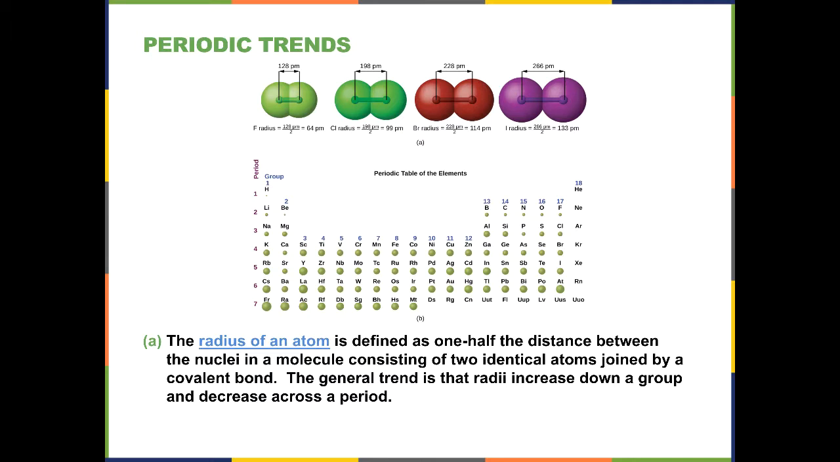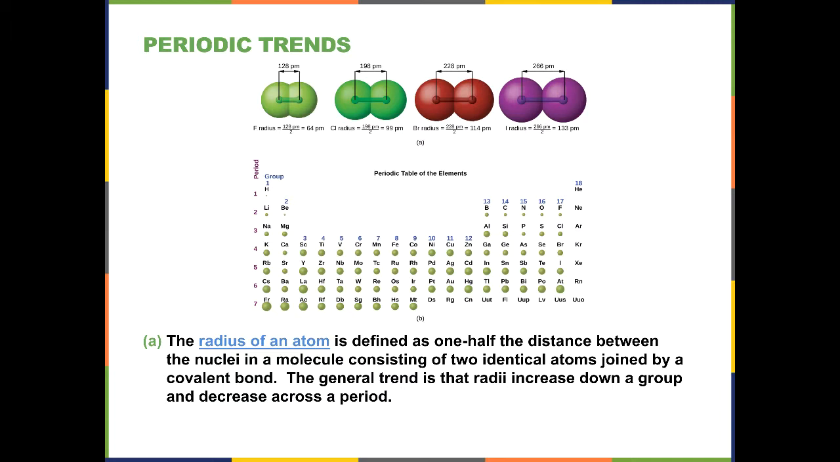an atom. The radius of an atom is defined as 1/2 the distance between the nuclei in a molecule consisting of two identical atoms joined by a single covalent bond. So if you look across the top here, you see that there are various atoms that are covalently bound to each other, and the radius is 1/2 the distance between these two nuclei, as shown in the calculation under A. Now, the general trend, there's two general trends that you can predict using the periodic table.